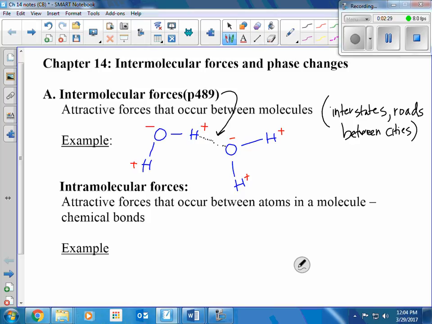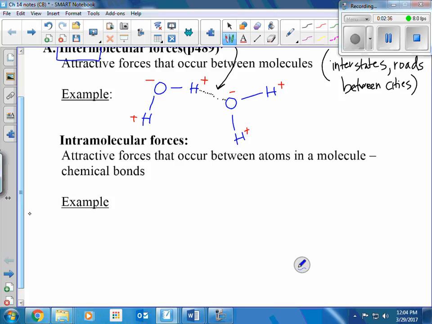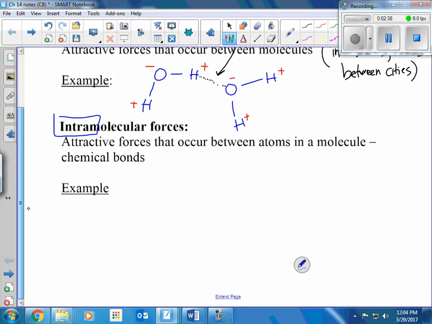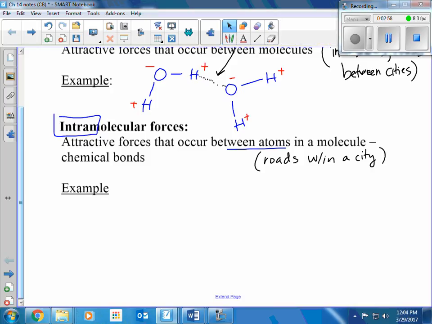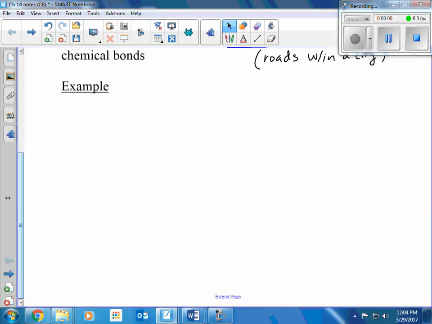Then we conversely go to the other side and we talk about intra. So you can see that this is intermolecular, and then we have intramolecular, and those are the attractive forces that occur between the atoms. So if we keep the same scenario going, this would be our roads within a city. What is connecting my house to the high school or your house to the high school? That would be the intramolecular forces within a molecule. So if we think of Hastings as a molecule.